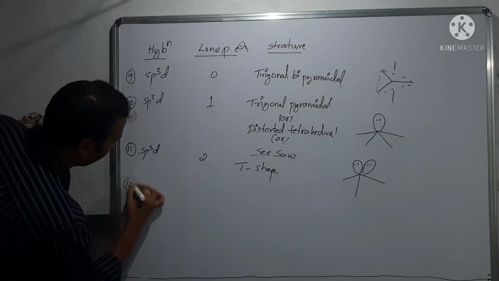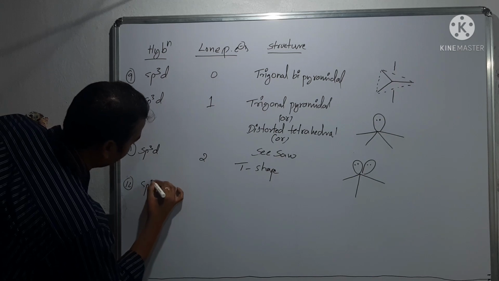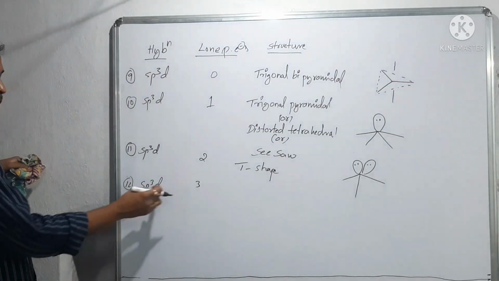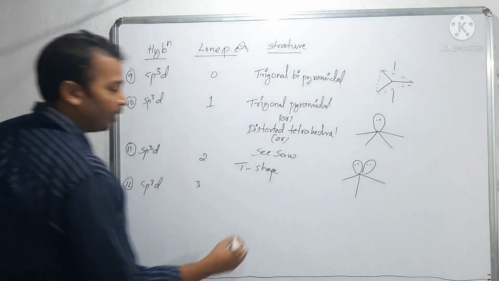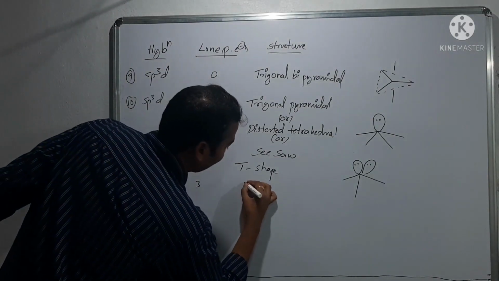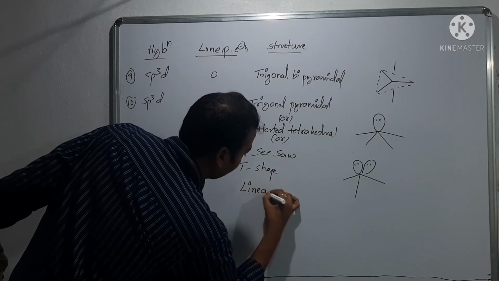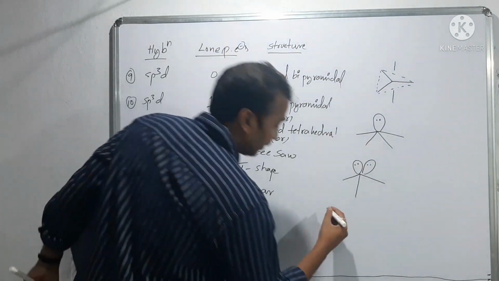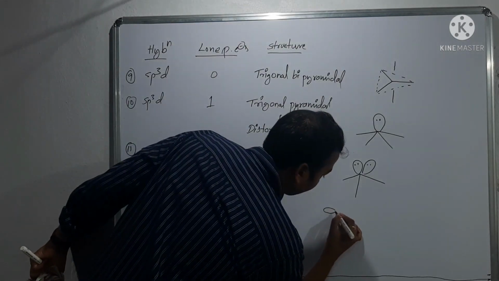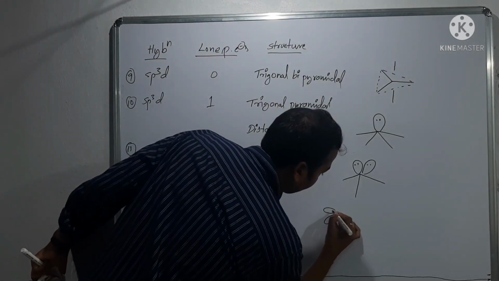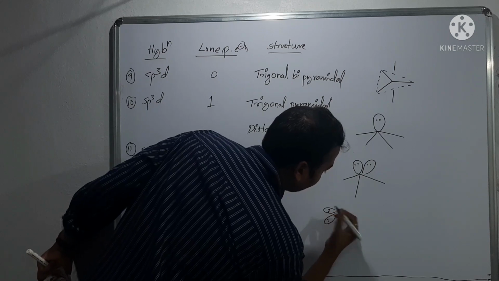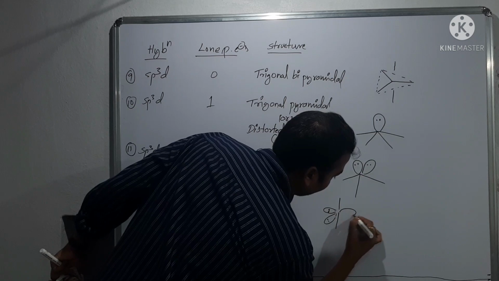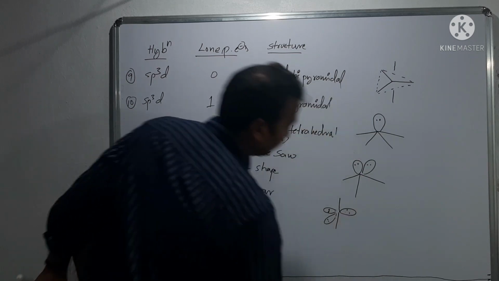12th one, that is sp3d with three lone pairs. If we have three lone pairs in sp3d hybridization, it again comes out as linear, and the structure will be written like this. These are the lone pairs, and here I am writing the bond pairs, and this one is another lone pair.